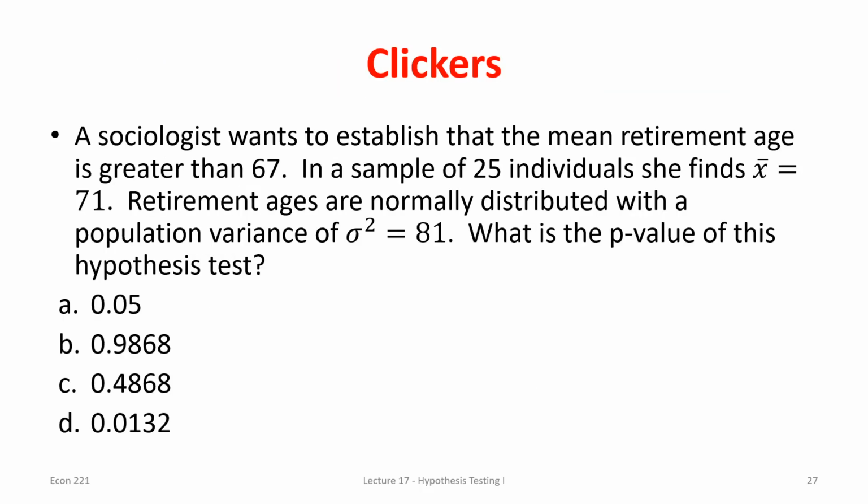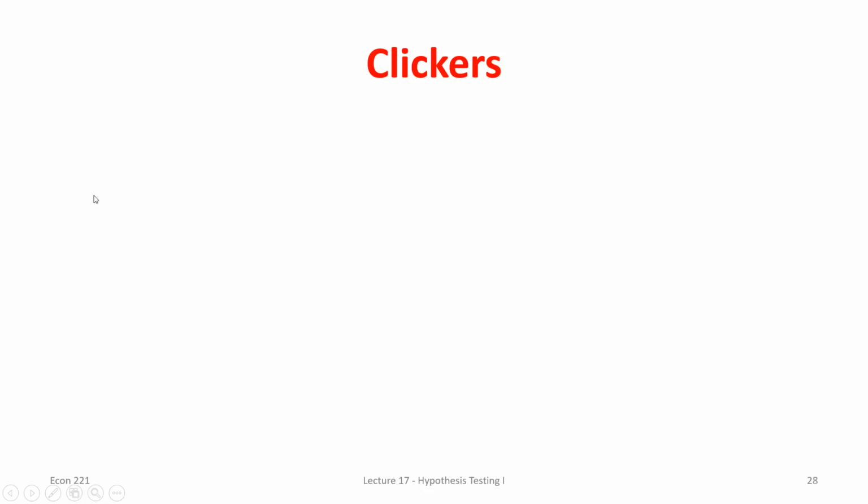From there, we take a sample of 25 and find a sample mean of 71. So does that sample mean of 71 go against the null? Well, it sure does. We assumed it was less than or equal to 67, 71 is greater, so it does go against the null, but does it go against the null enough? Well, that's why we have to figure out what the p-value is.